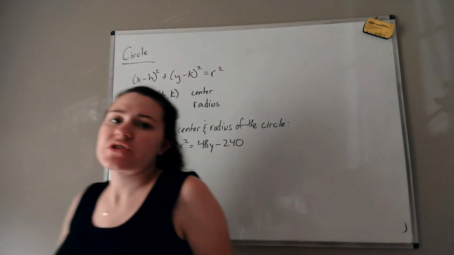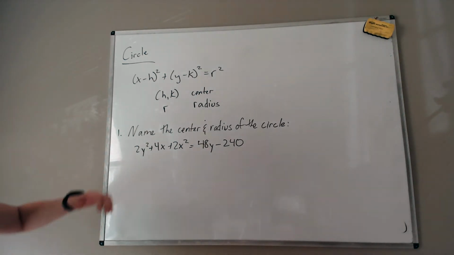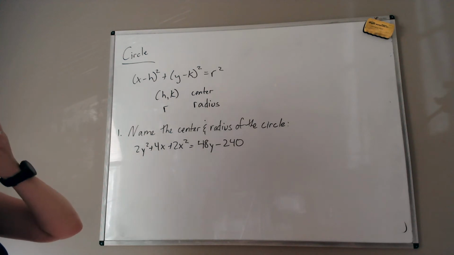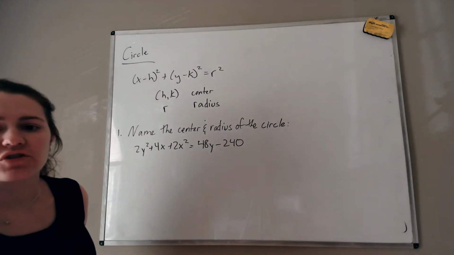So in this video, we're going to study the circle. Most of you probably know this already from geometry. So our standard equation for a circle is going to be (x minus h) squared plus (y minus k) squared equals r squared. (h, k) is the center.